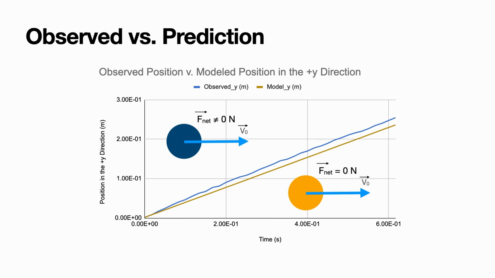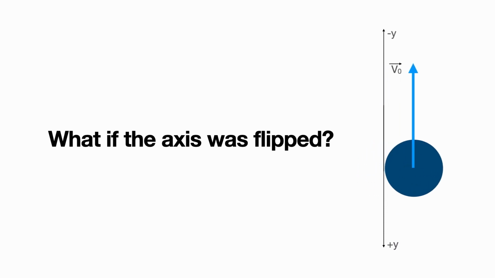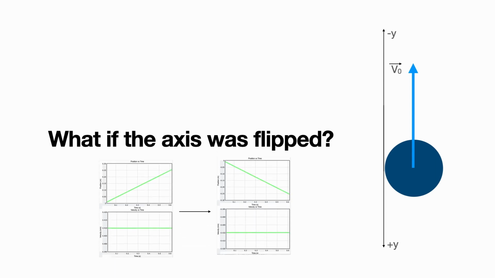In my model prediction, I chose the orientation of my axes to have the positive y direction align with the direction that the observed Waymo ball was traveling. What would happen if I had flipped my axis from the positive y direction to the negative y direction? If I had done this, the magnitude of the observed ball's velocity would remain the same, but the direction would be in the negative y direction instead of the positive y direction. The position time graphs for both the observed data and the model predictions would be downward sloping and look like the current graph but reflected across the x-axis.